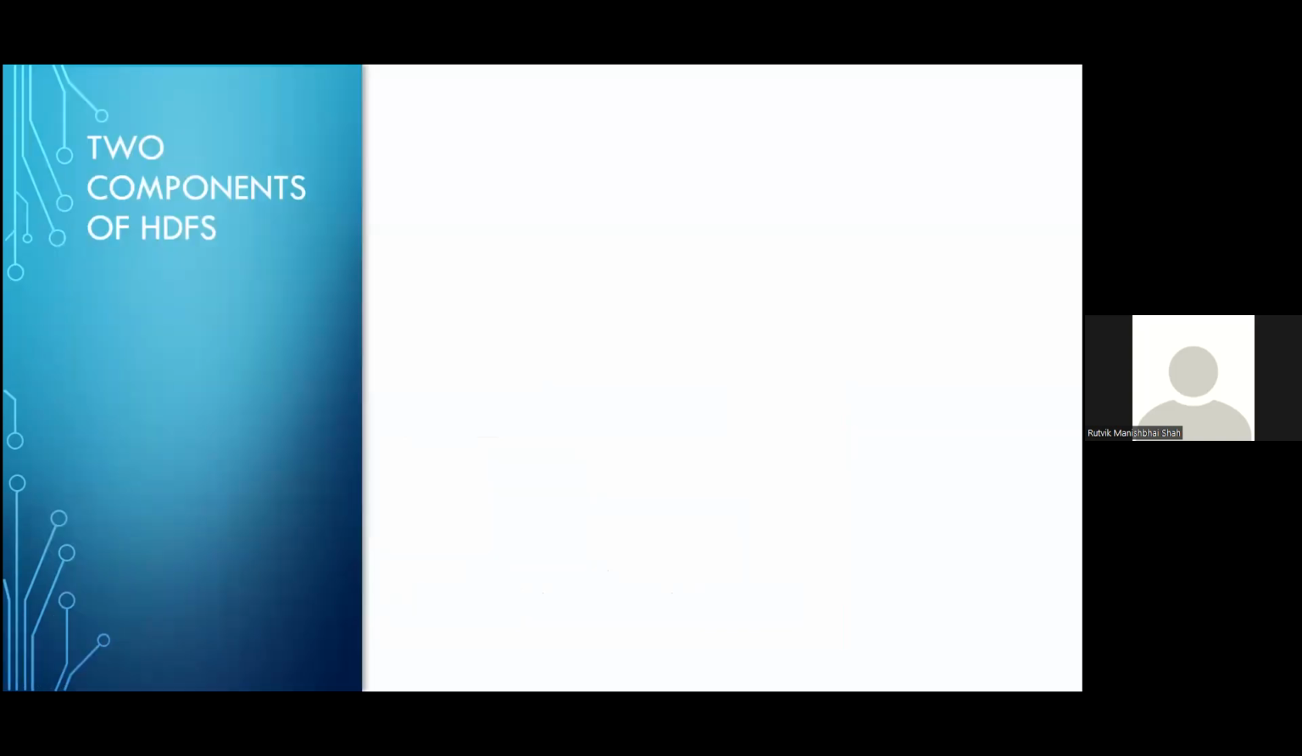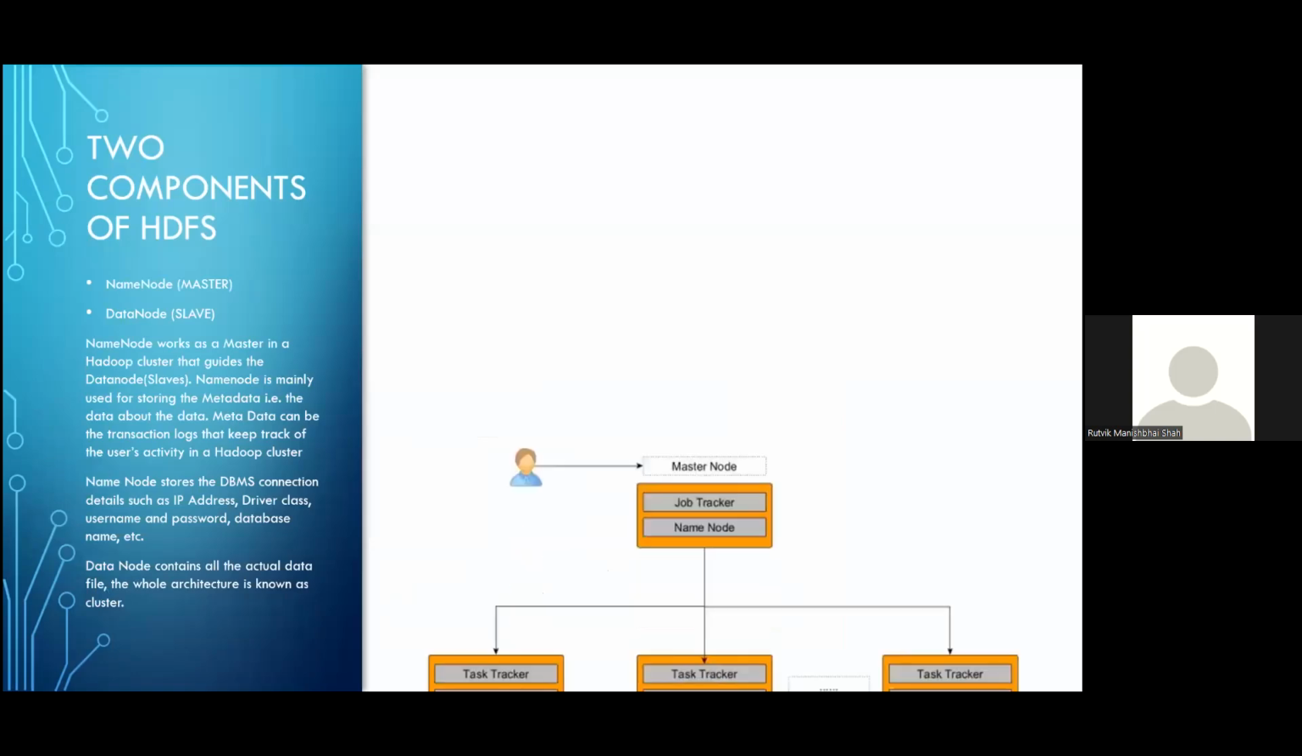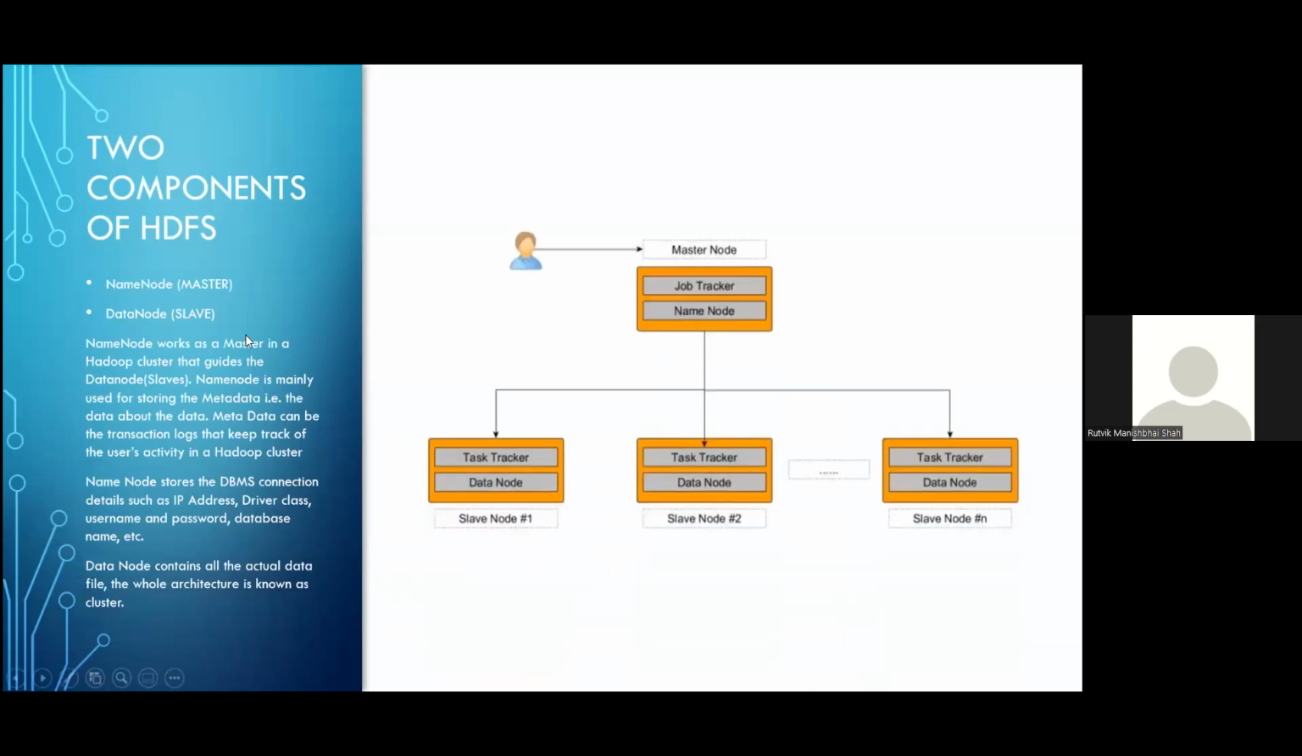There are two main components of HDFS. The first one is the name node and the second is the data node. The name node is often referred to as the master and the data nodes are referred to as the slave nodes. The master node is responsible for keeping all the information about the slave nodes. So it contains all the metadata and tracks all the data information about the slave nodes.